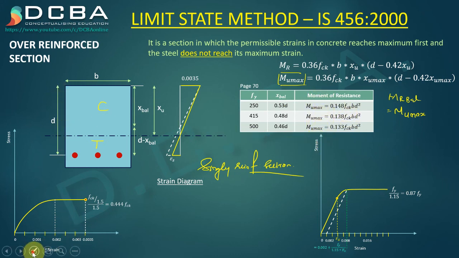We also have doubly reinforced sections, which we will be learning later on, where you have your main steel on top also. And when you provide your main steel on top, the total moment of resistance of your cross section will exceed your MU max. That is why I said that this MU max is the maximum moment of resistance only for your singly reinforced section. When we provide a doubly reinforced section, the moment of resistance increases.